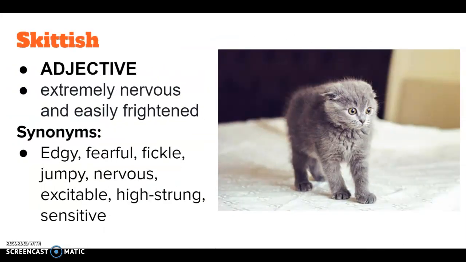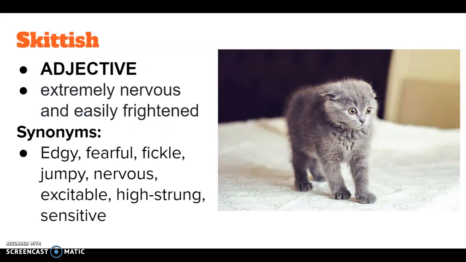The next word this week is skittish. Skittish. Now this is an adjective, so it describes something, and it means extremely nervous and easily frightened. So as you can see, this cute little kitten, he's kind of got his ears pinned back, and he looks like he's kind of leaning away from whatever it is that he's looking at. He's very skittish. He's frightened. So I might say the kitten was skittish towards the larger dog as it barked in its face.